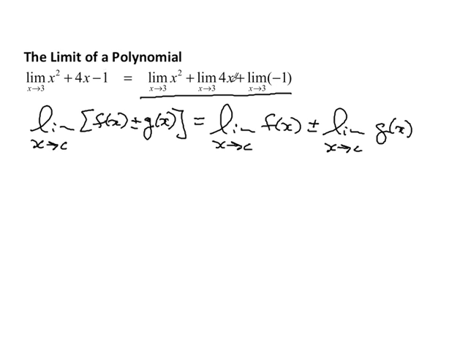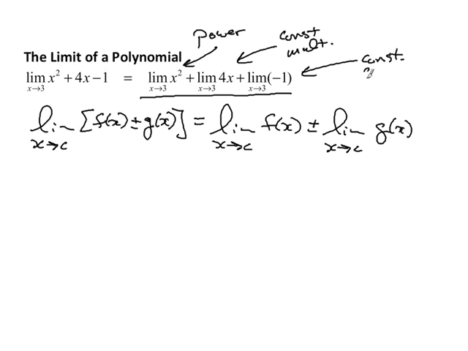See, all three of these were different properties. This was the power property. This is a constant multiple. And this is the limit of a constant function. So in this one polynomial, I'm actually going to use 4 of those 6 limits. One of them was to be able to break it up, and each of these are different properties.